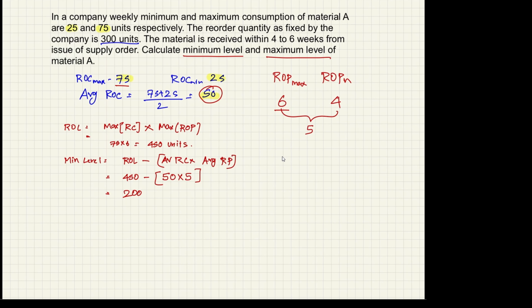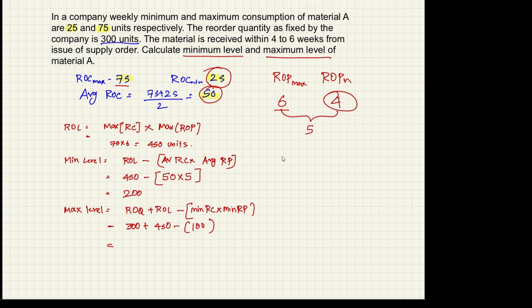Similarly, you have to calculate the maximum level. For the maximum level, the formula is you have to know ROQ. Then you have ROL minus minimum RC into minimum RP. Using this, ROQ is already fixed, which is 300, plus ROL you have calculated to be 450, minus minimum 25 into minimum 4, so this is 100. Using these two, you will get the answer 750 minus 100, 650 units.